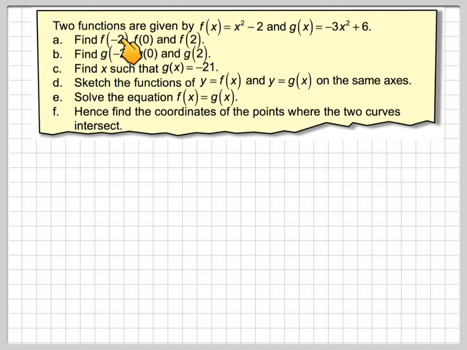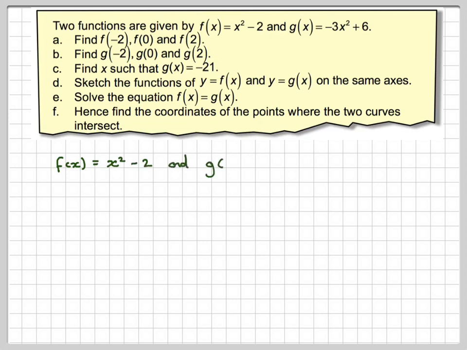Let's find f of minus 2, f of 0, f of 2, g of minus 2, g of 0 and g of 2. Find x such that g of x is equal to minus 21. Sketch the functions y is equal to f of x and y is equal to g of x on the same axis. Solve the equation f of x is equal to g of x. Hence find the coordinates of the points where the two curves intersect.